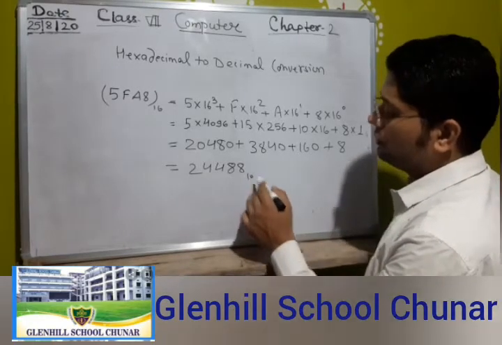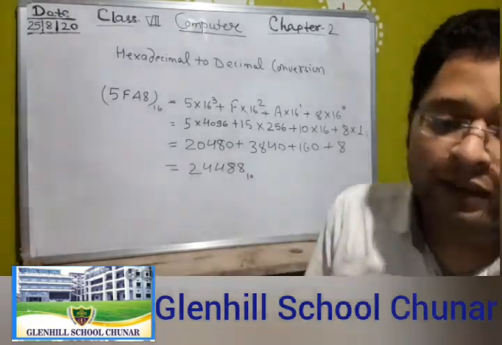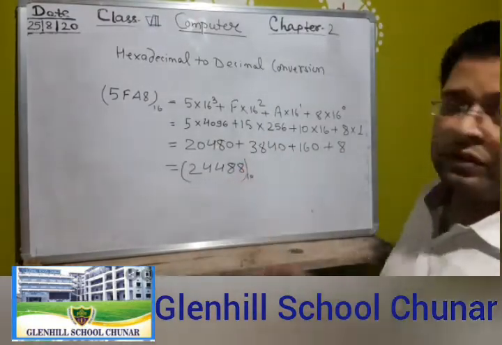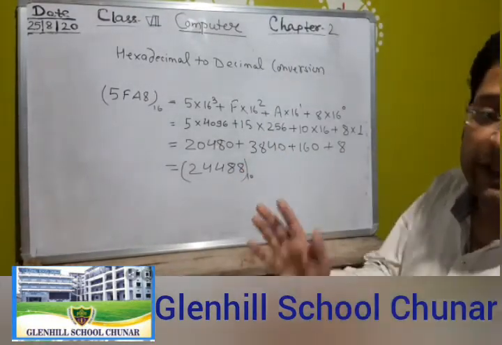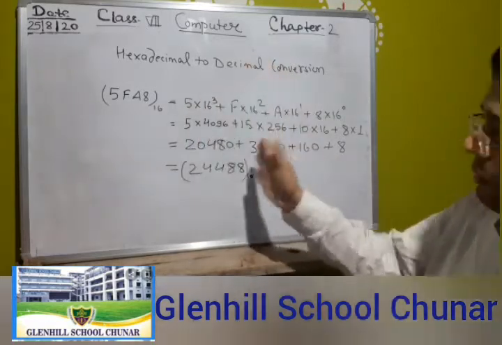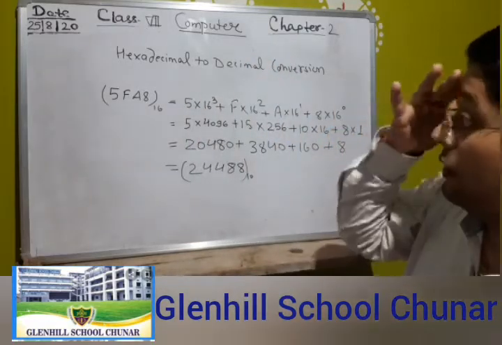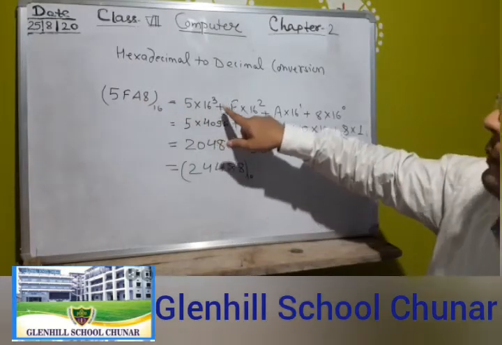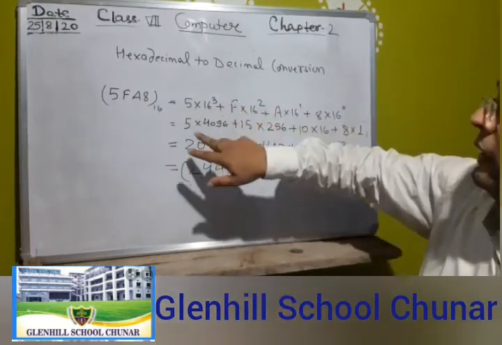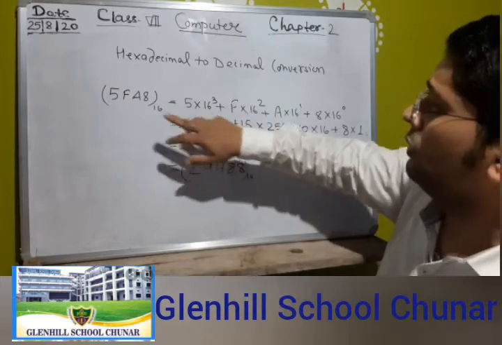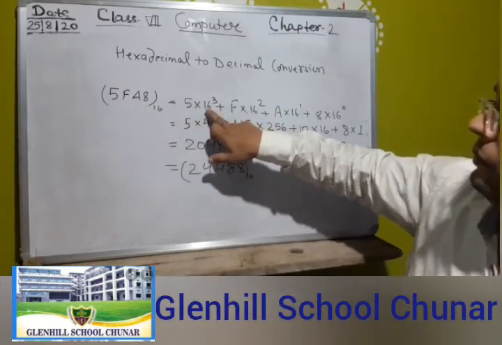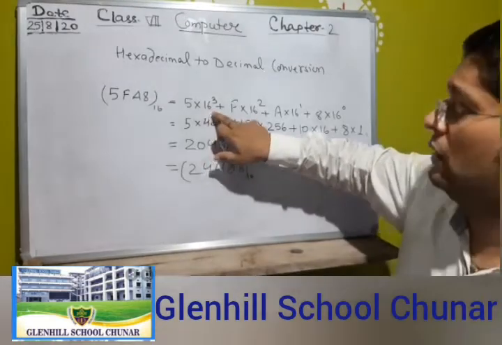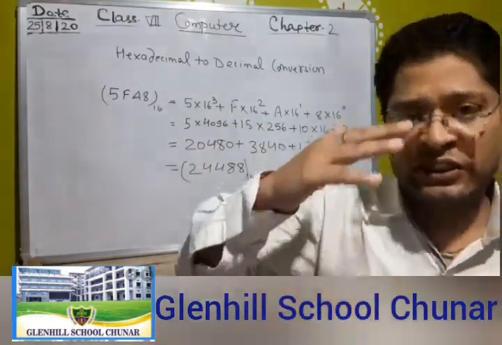So the base 10. Okay? Clear? How very easy that? Okay, converting hexadecimal to decimal. Here are 1, 2, 3, 4 digits, so make a power 3. Yes, 5 into 16. We know why? Multiply by 16 because it is a hexadecimal number. So the hexadecimal base 16.